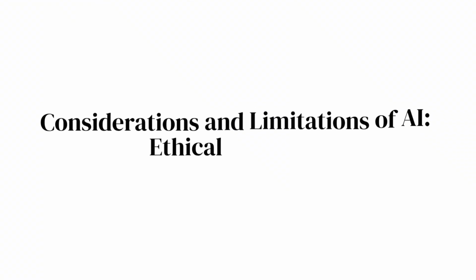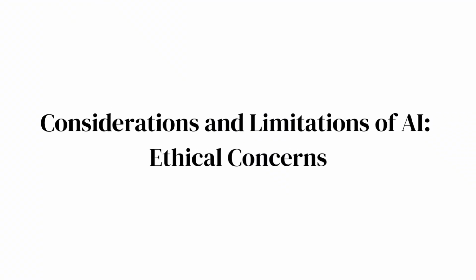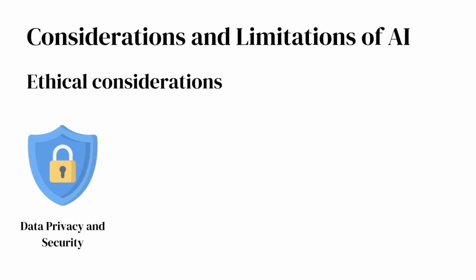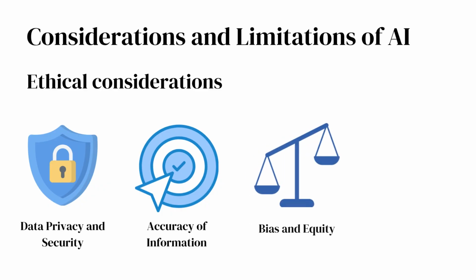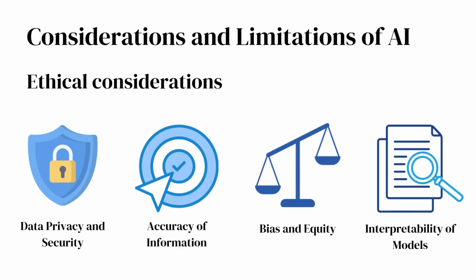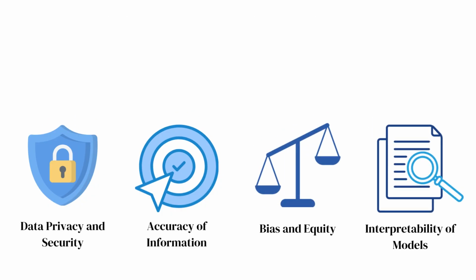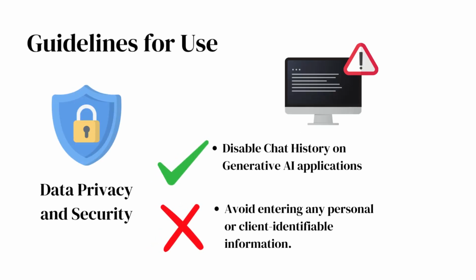That brings us to an important limitation of AI: the ethical considerations of its use. This includes data privacy, accuracy of information, bias and equity, and finally interpretability of AI models. To address these challenges, we will outline clear guidelines and best practices for the use of AI. Let's start with data privacy.